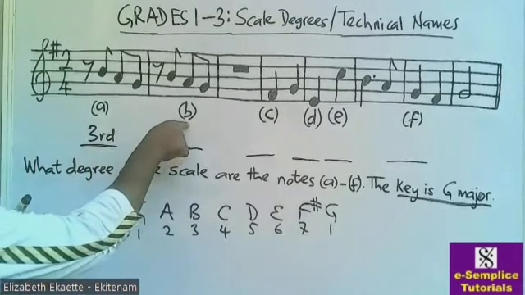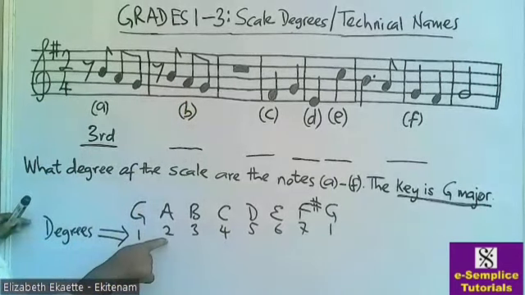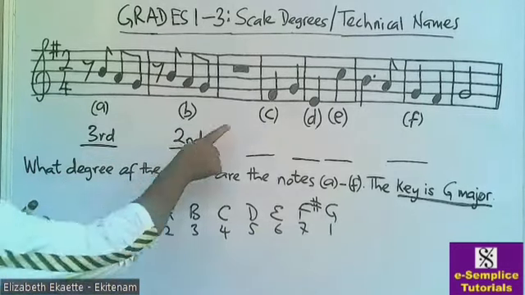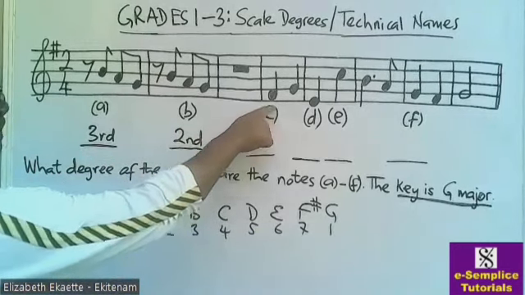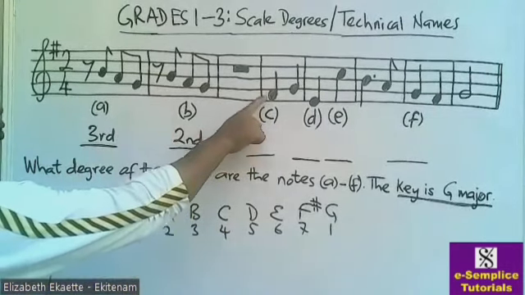So you put third. We come to the note labeled B. Now that letter is A. Coming here, you see A is the second degree. So you put second. Now the note labeled C is F sharp. Remember, in G major, there is no F. What we have is F sharp, and there is a sharp on F in the key signature. So coming here, F sharp is the 7th degree. So you put 7th.